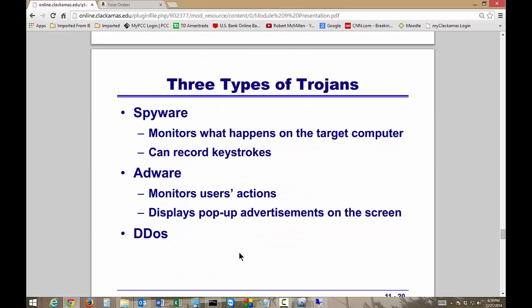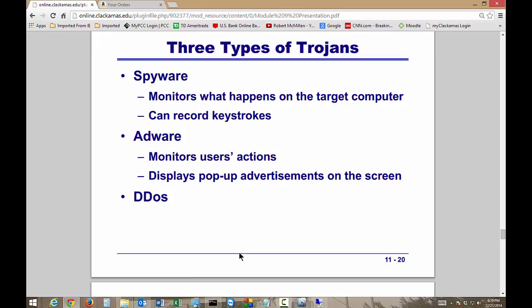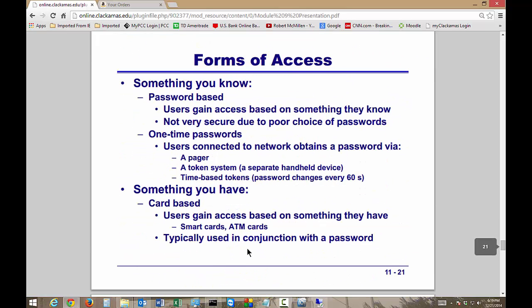There are three types of Trojans: spyware, adware, and DDoS types of Trojans. Spyware monitors what happens on the target computer, can record your keystrokes and send them back to the hacker. Adware monitors user actions and displays pop-up advertisements on the screen. It can get very annoying, where you can't even get your work done. And those can be in combination with viruses, so they may not just be Trojans by themselves. They may work with viruses, as I've seen in the past.